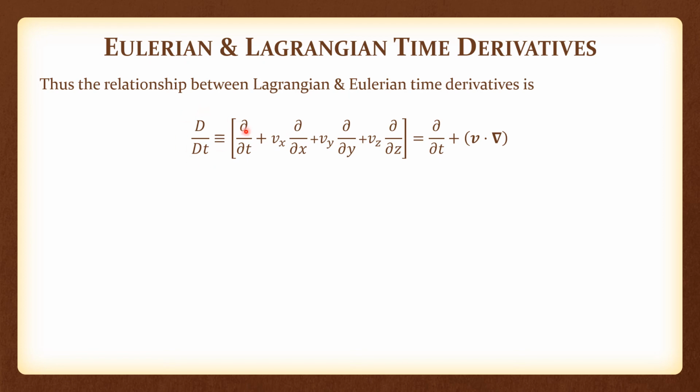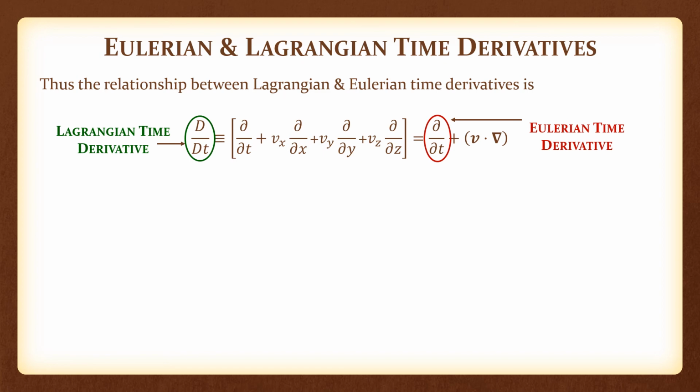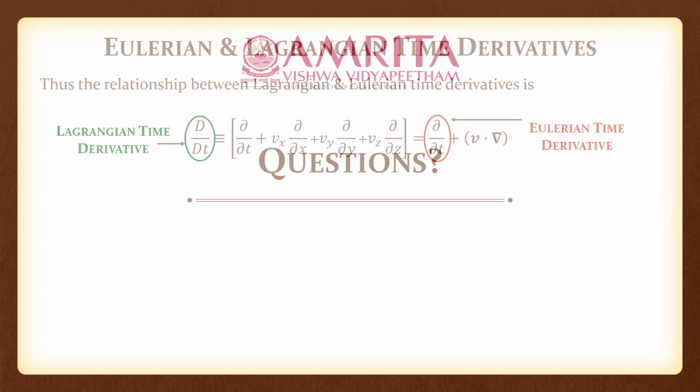And this is basically defined by your Eulerian partial derivative plus the dot product or inner product of the velocity field and the gradient operator, operating on whatever quantity you are looking at, whose Eulerian and Lagrangian time derivatives are being related. So this gives us the Lagrangian time derivative, that gives us the Eulerian time derivative.